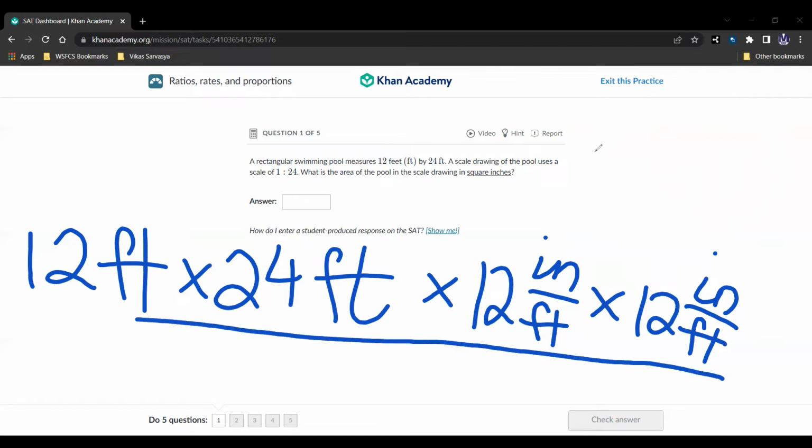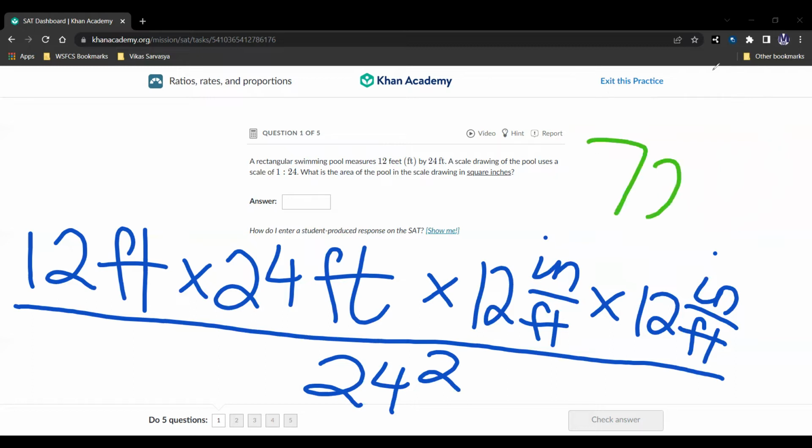And then you can divide by 24 squared. Because we're looking in square dimensions, we have 2 dimensions, so each of them is going to be divided by 24. So in total, the whole thing is going to be divided by 24 squared. So all I have to do is take my calculator out, 12 times 24 times 12 times 12, divided by 24 squared, and that's going to give me 72 square inches, just as before, and that's our answer.